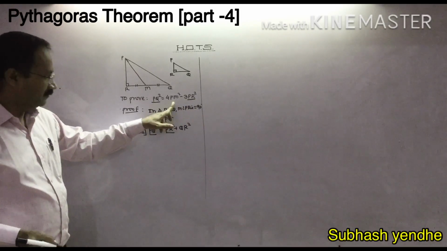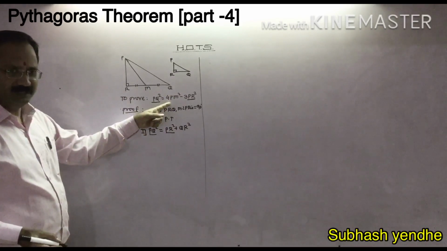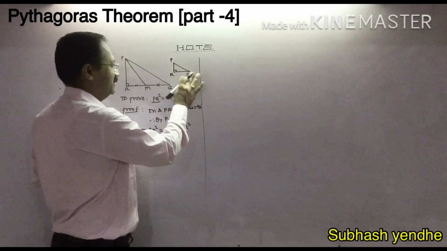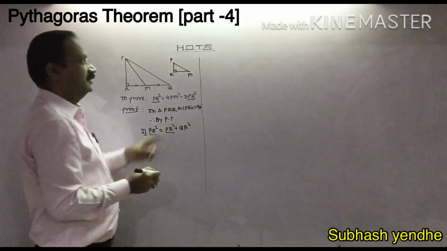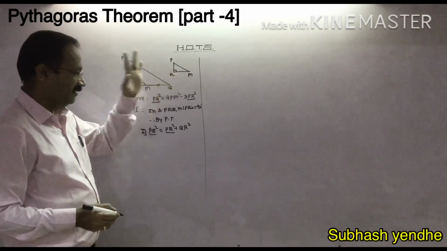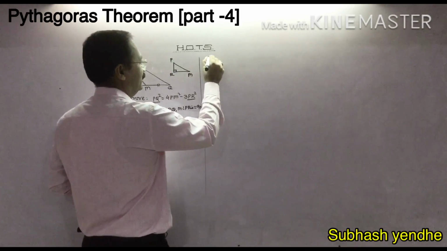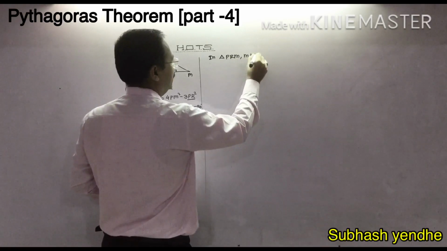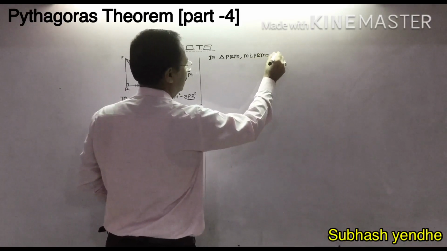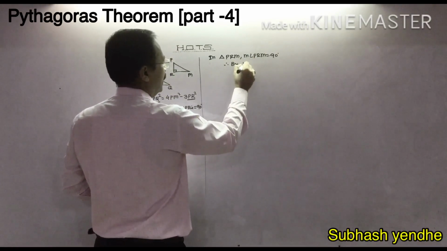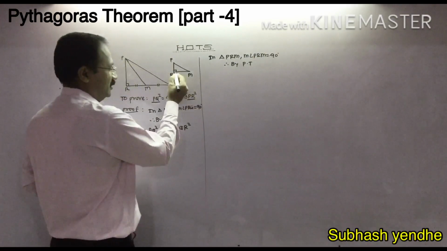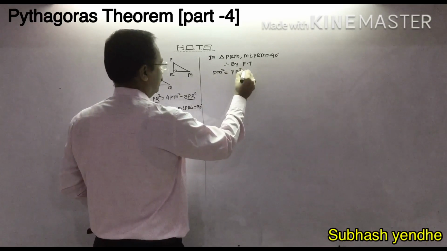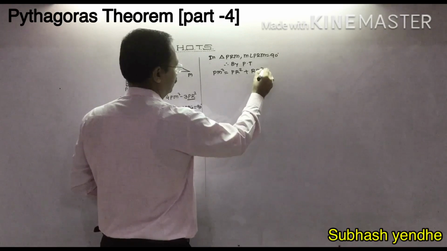I need the PM. So I am going to ask the question to PM. In which right angle triangle are you? So he gives me the answer, in triangle PRM. So in triangle PRM, measure of angle PRM equals 90. Therefore, by Pythagoras theorem, PM square equals PR square plus RM square.